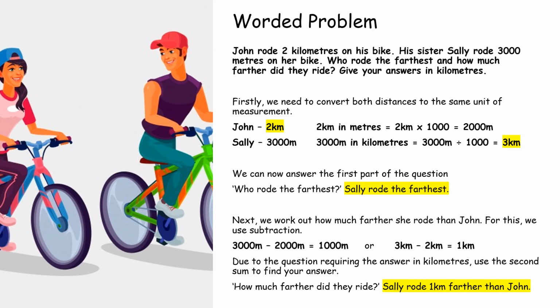So how much further did they ride? Your answer is Sally rode 1 kilometre further than John. So hopefully that's explained how we would manage to find an answer. So you're converting first of all, and then subtracting. So you need to make sure you're reading the question carefully, maybe highlighting the important parts, and then taking your time to work out what the answer actually is. Always with a worded question, you have to answer the question in words as well. So as you can see, in my yellow highlighted sentences, I've answered the question with words.